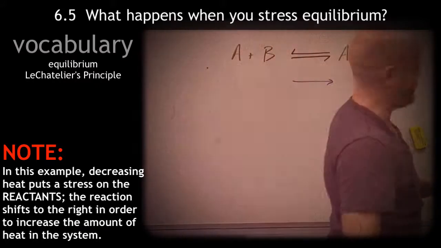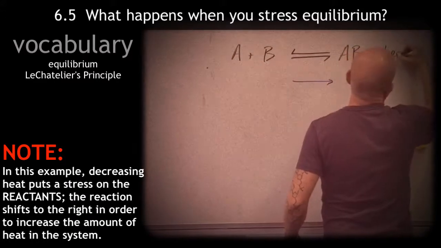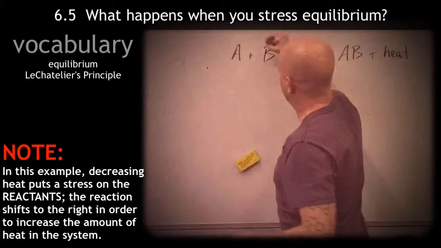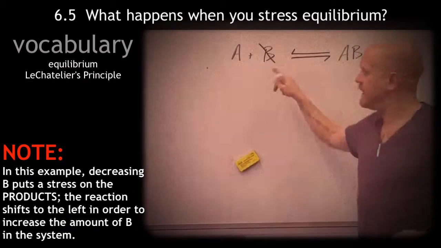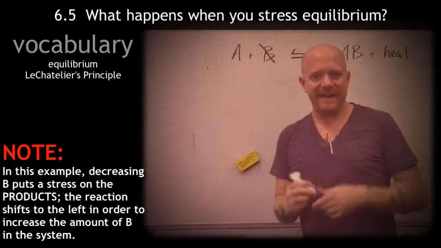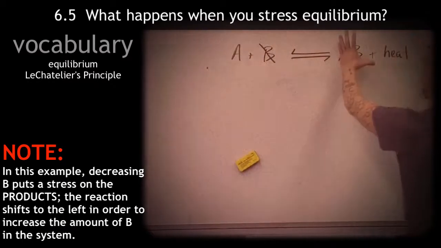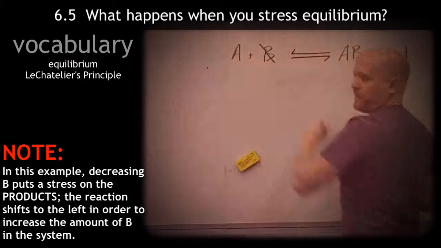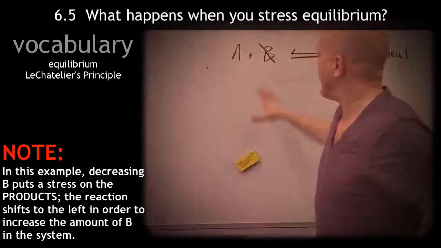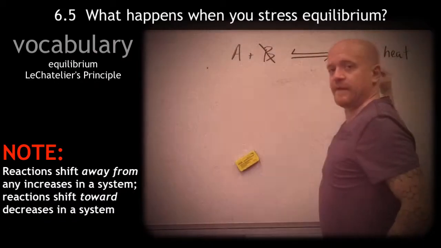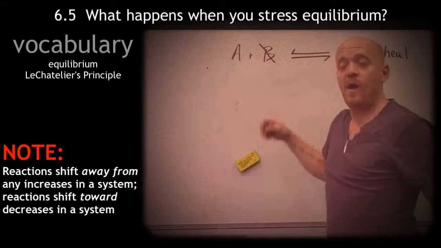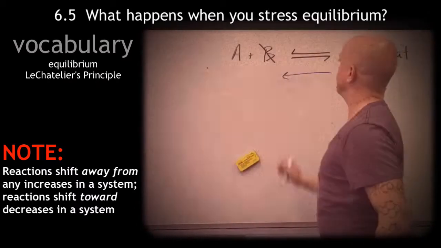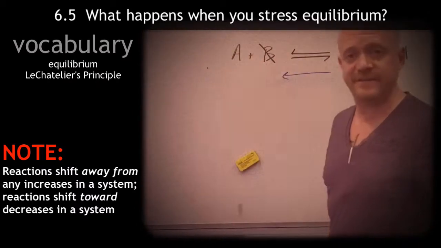Okay, almost done. Last thing I'm going to do is, let's say I lowered the quantity of B. So I have less B. The only way that I'm going to make more B is by taking AB plus heat. It's going to drive the reaction that way to get more B. So I want to equalize everything. Again, when I lower the quantity, the reaction goes towards that lowered quantity. When I increase a quantity, it goes away from that quantity. So in this example, by the way, the left or reverse reaction is favored.